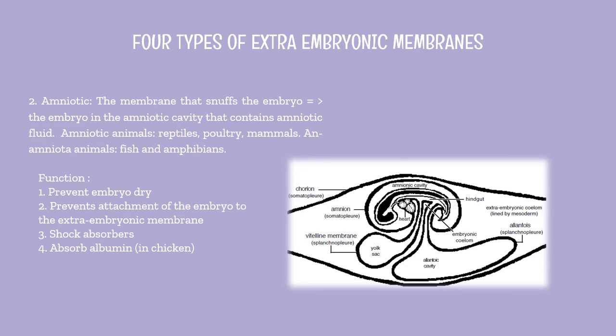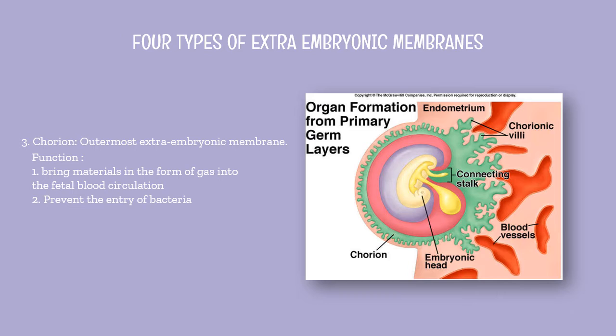Second, amnion. The membrane that surrounds the embryo in the amniotic cavity, which contains amniotic fluid. Amniotic animals, for example, are reptiles, poultry, and mammals. Anamniotic animals, for example, are fish and amphibians. Function: prevent the embryo from drying out, prevent attachment of the embryo to the extraembryonic membrane, act as a shock absorber, and absorb albumin.